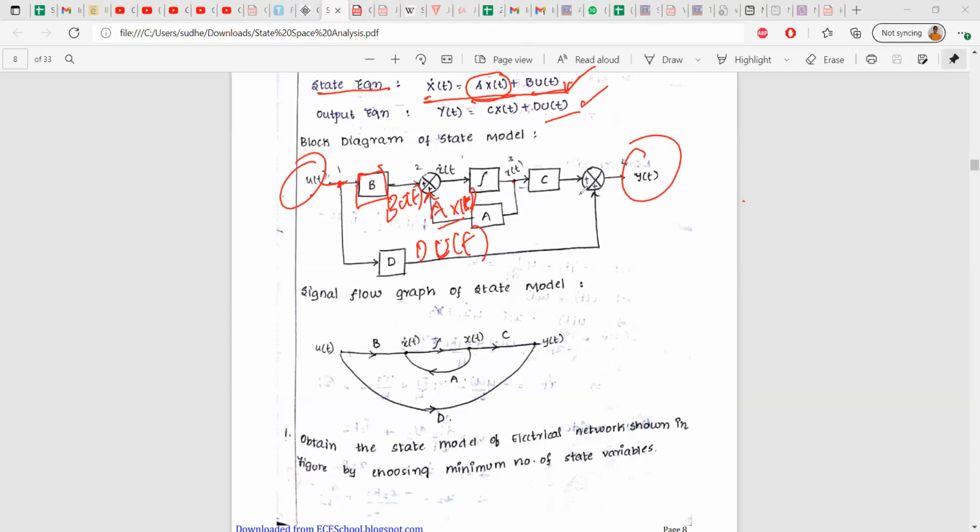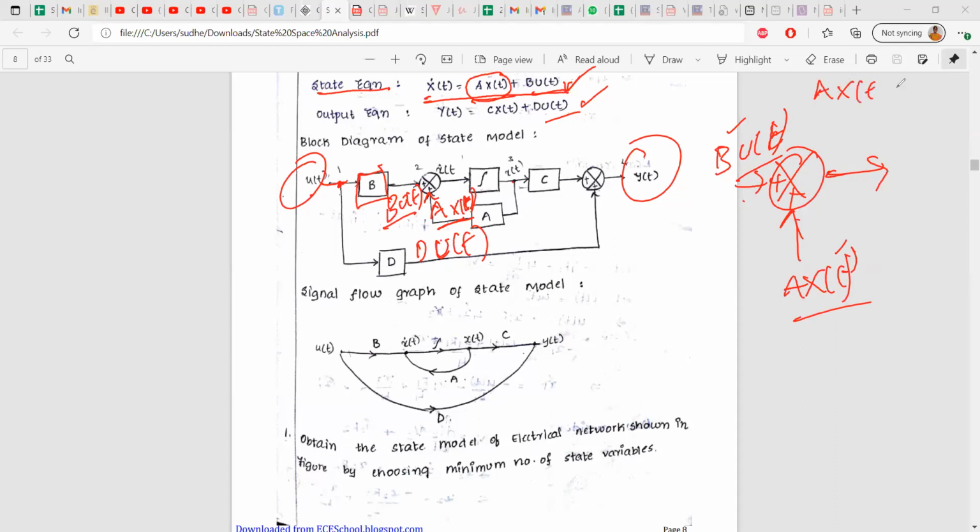What is the output of this summer? If b into u of t and a into x of t are the inputs to the summing amplifier, what is the output of this summing element? The output is a into x of t plus b into u of t.